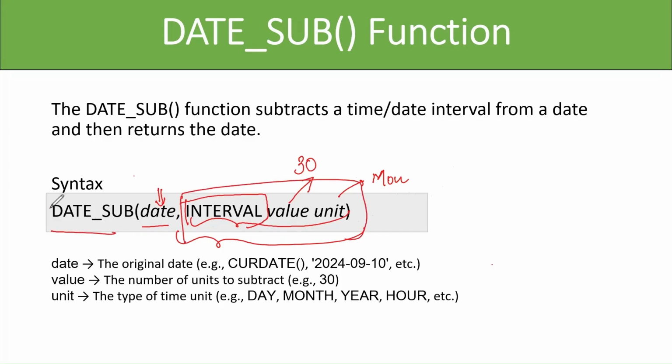Date sub is a very easy function, easy to understand, and you can find the documentation by yourself. But let me quickly show you the documentation of this part, because this part is very important. You should understand how to use interval value unit. If you understand this, then you'll easily be able to solve questions where you have to go past in date or future in date.